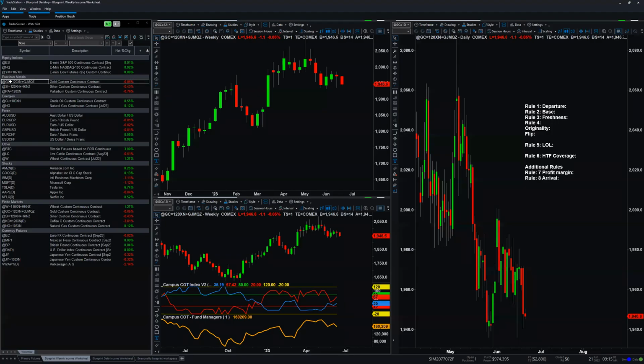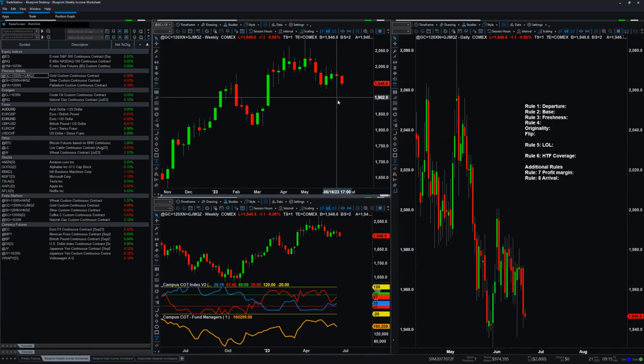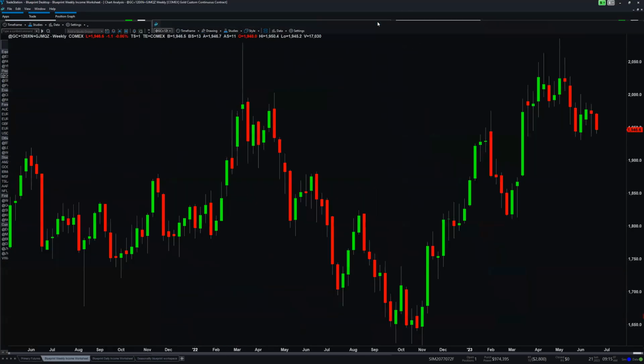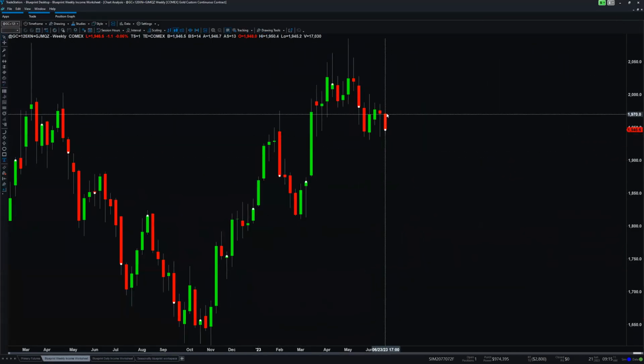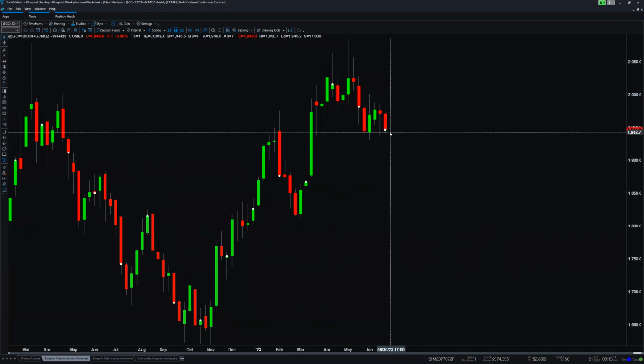So let's just start with gold. And as always, we start at step 1, which is location. So location, let's start with current price, which is right there.